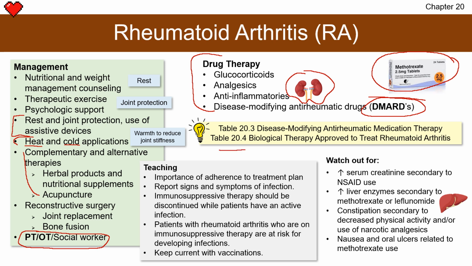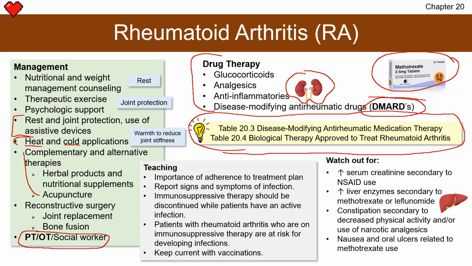And then there's 2 tables in your textbook that you can look at and review. Gives you a nice overview of those DMARDs and other biological therapy used to treat RA. So teaching. Because this is a chronic condition and there's going to be periods of exacerbations and remissions, it's important that the patient understands they need to take their meds and they need to be consistent, because if they stop taking them, they may have a flare-up.